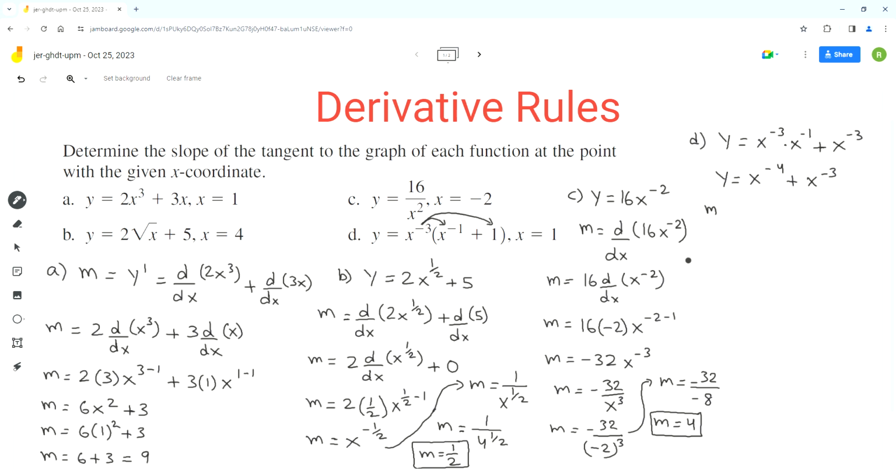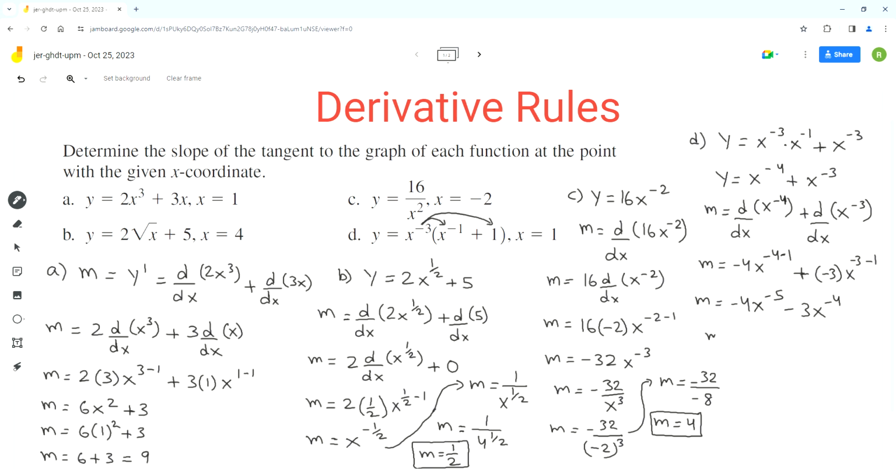So now we can find the slope of the tangent, which will be the derivative of this expression. So we find the derivative of the first term plus the derivative of the second term, x exponent negative 3. Now here we can use the power law. So we move the exponent to the front, negative 4, and then subtract 1 from negative 4. We do the same thing for the second term. So we move the exponent to the front and subtract 1 from negative 3. So we get m equals negative 4x exponent negative 5 minus 3x exponent negative 4.